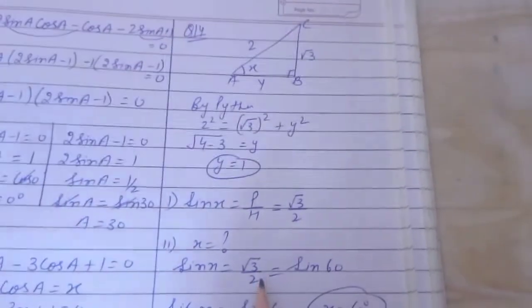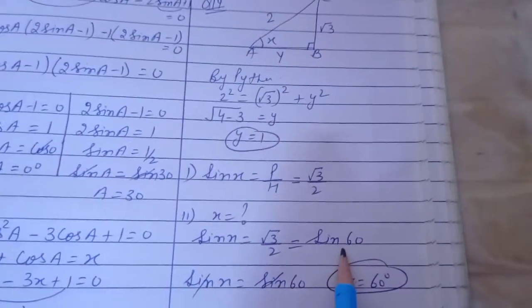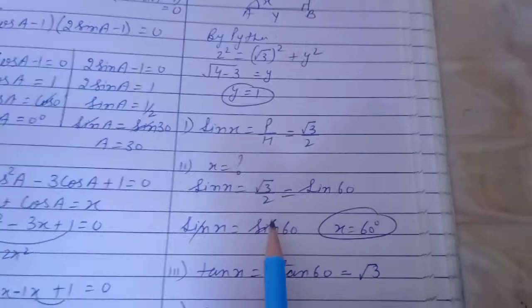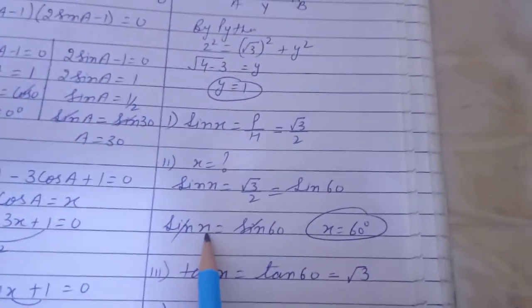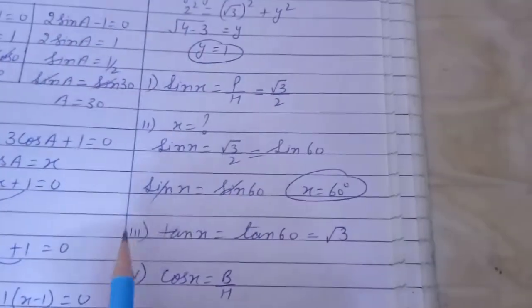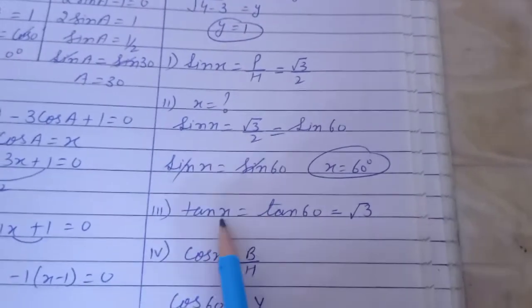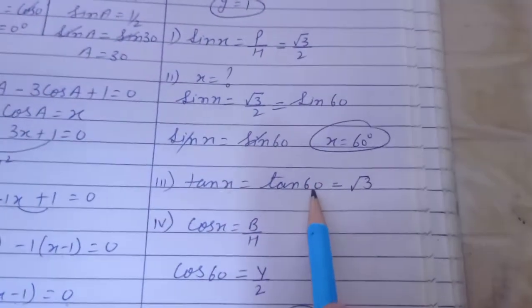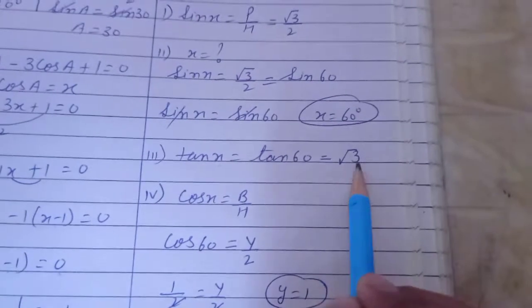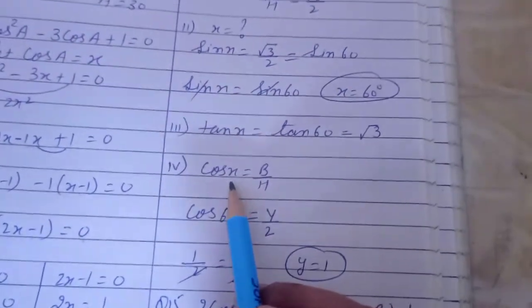Sin x is equal to root 3 by 2, already we solved. And sin is root 3 by 2 at which angle? 60 degrees. Clear? Sin x is equal to sin 60. Sin will get cancelled. x is equal to 60 degrees. Third part, find tan x. x we already got 60, tan 60. What is the value of tan 60? Root 3.